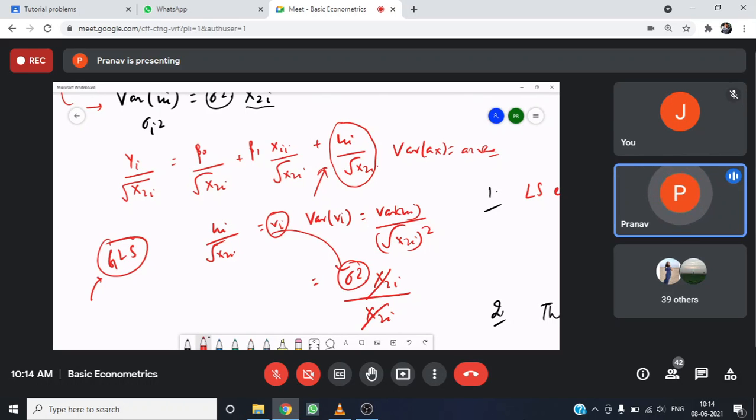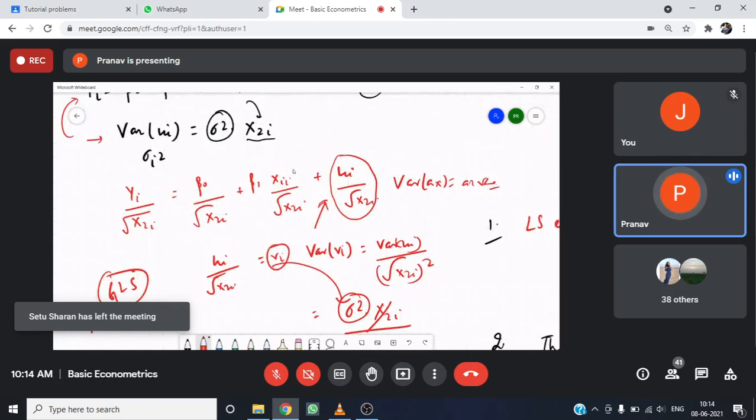Sir, there are many variants in this. Suppose in this case you assume that the variance is sigma square times x2i whole square, that is, it is proportional to the squared values of the explanatory variable x2. In the same case you divide by x2i, because when you compute the variance of the final error term, the constant term will get squared. Therefore, whatever proportionality you assume, you divide by one power less. So always remember this point.